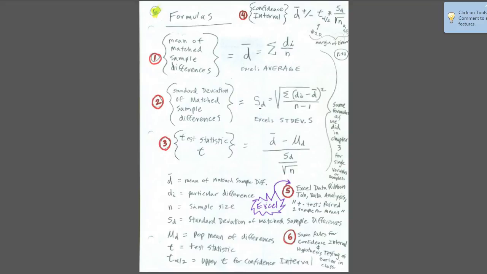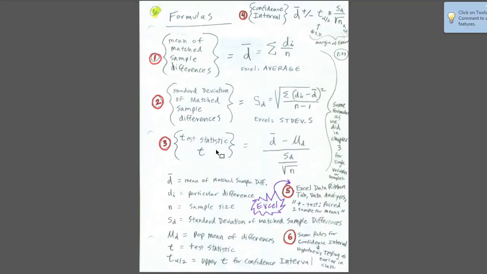Standard deviation for the differences is exactly like we did back in Chapter 3. We just take d sub i, that's the particular difference, minus the mean. That gives us the deviation, right? And back in Chapter 3, we knew that we can't just add them all up because we'll get 0, so we squared them. Then divide by n minus 1 and take the square root to undo that square. That gives us the sample standard deviation of our differences.